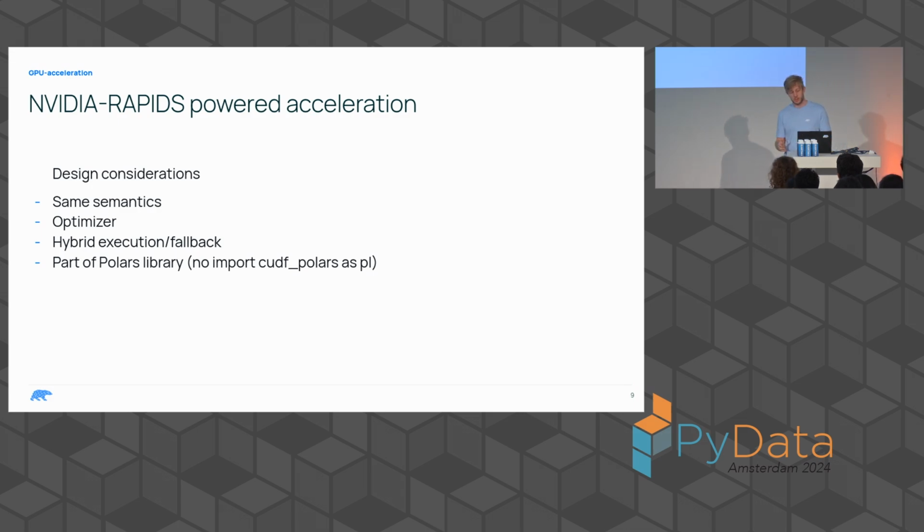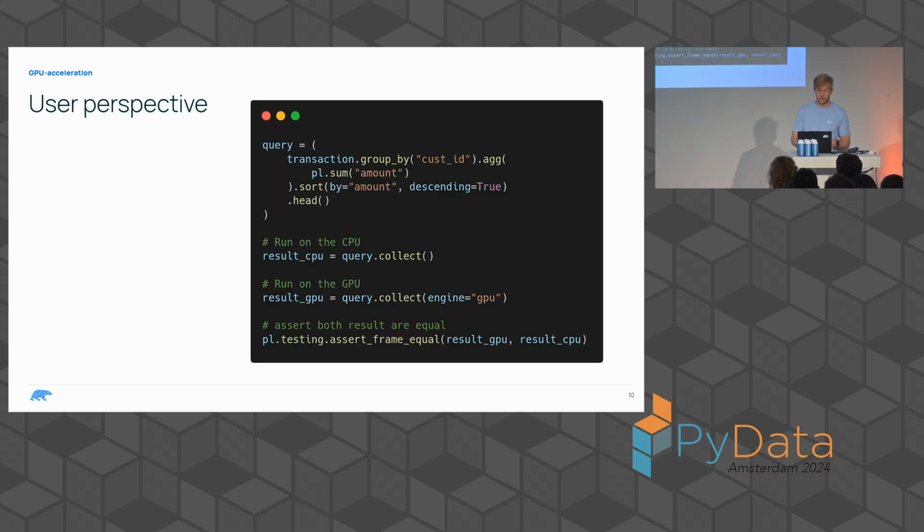And we wanted this to be part of the Polars library. So there should not be a Polars QDF second library, which you need to install and change one line of code, you know, that stuff. We wanted this to be embedded, and actually, because this is embedded, we can make the first 3 points way easier. We can use the optimizer, we can use the same semantics, and the fallback.